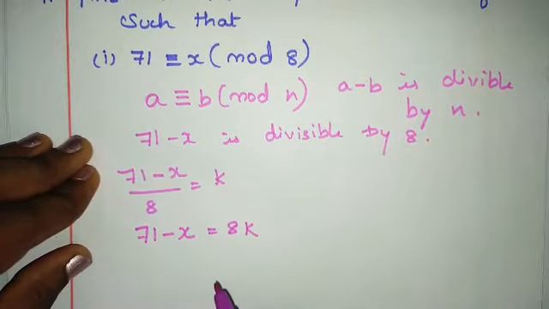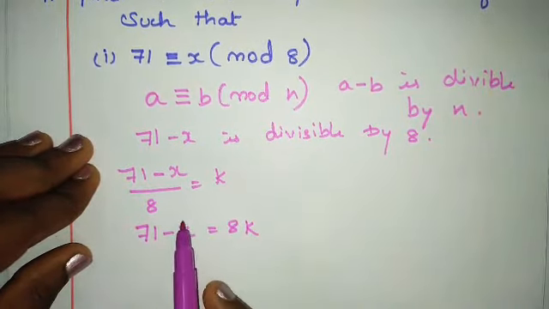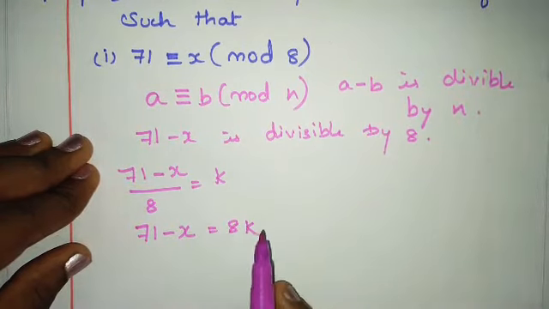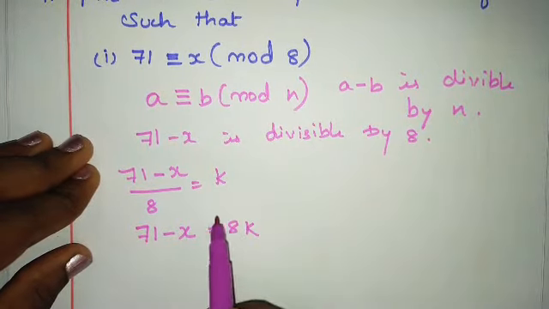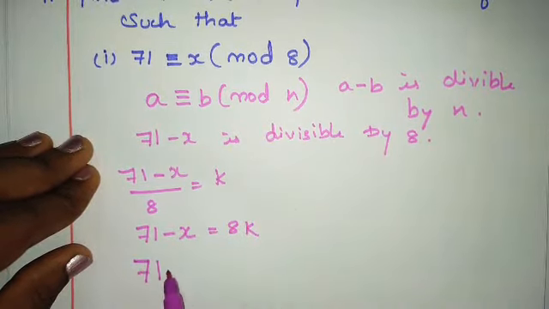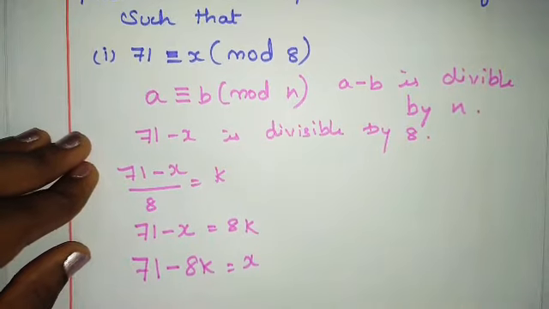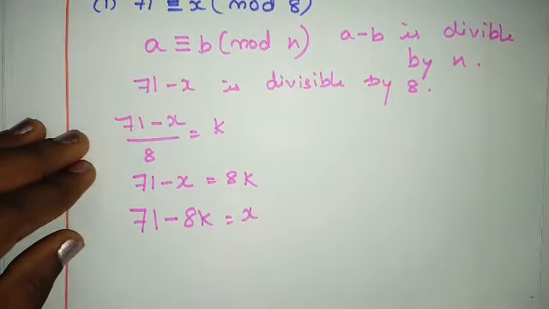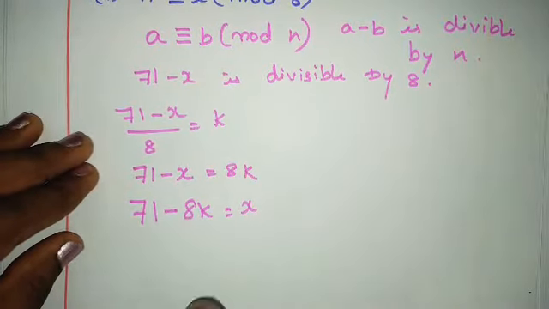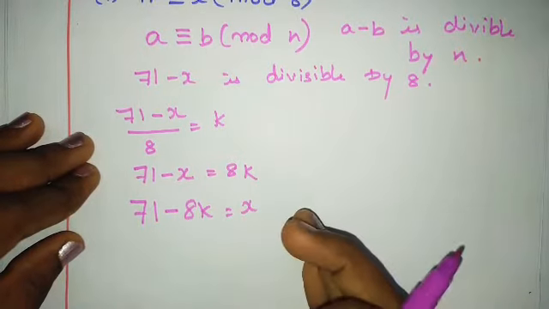Now I'll shift this x to that side. This is minus x, so shifting that side it becomes plus x. And I'll shift this 8k to that side, which becomes minus 8k. So 71 minus 8k is equal to x. Got it? Now we have to find the least value. That's what they asked in the question. You have to find the very least value.